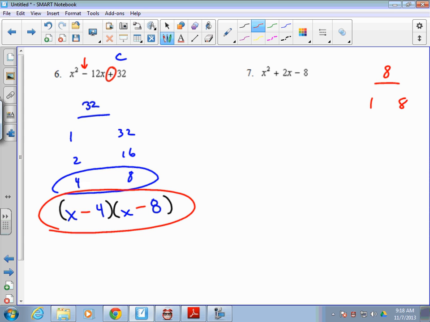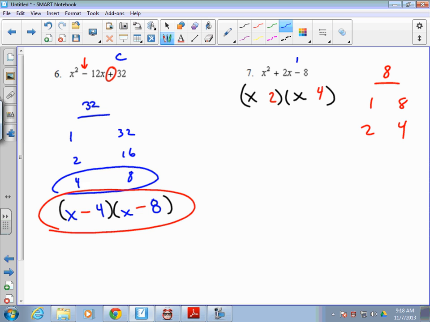Factor out 8, the c value again. 1 times 8, 2 times 4. Which one of those pairs will get you to the b value? Yeah, 2 and 4 are the only ones, because 1 and 8 will either get you to 9 or 7. So when you open up your two sets of parentheses, I always have to remind myself, x and x, and then 2 and 4.